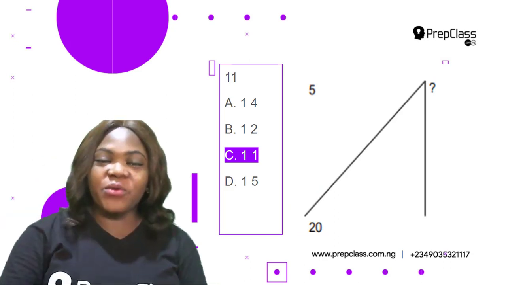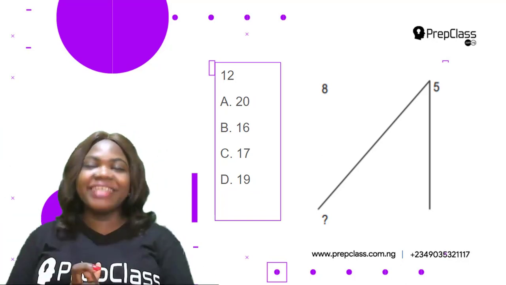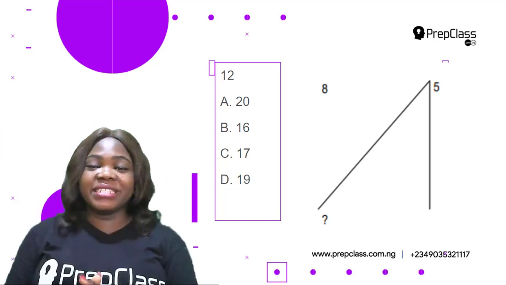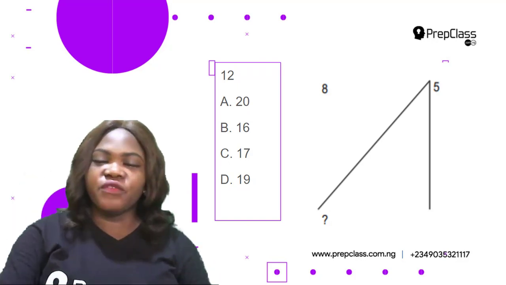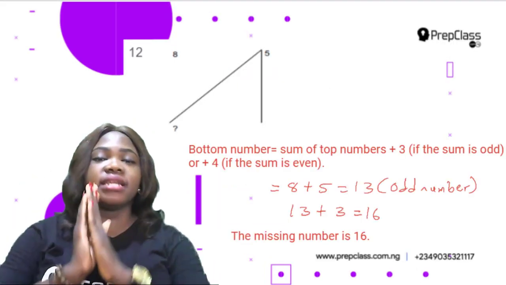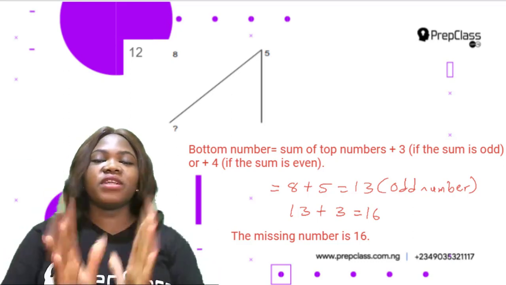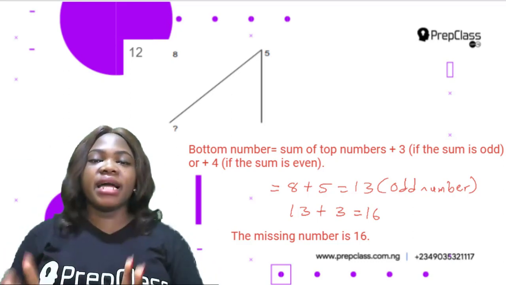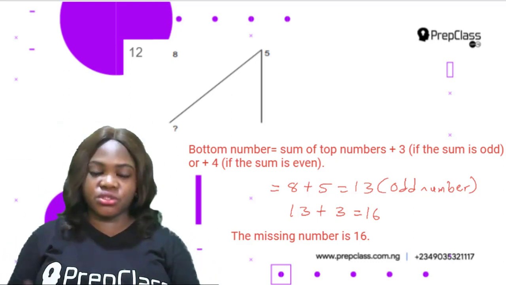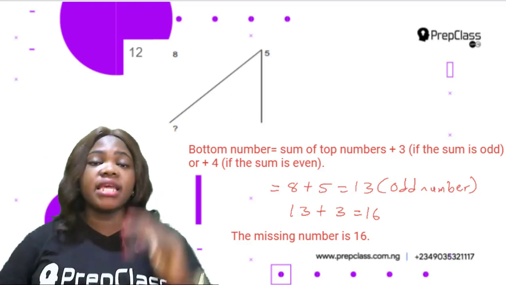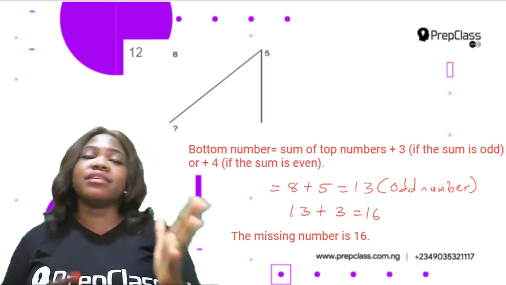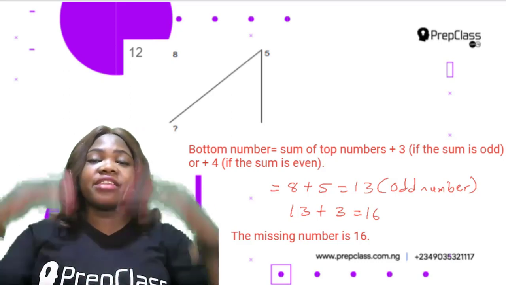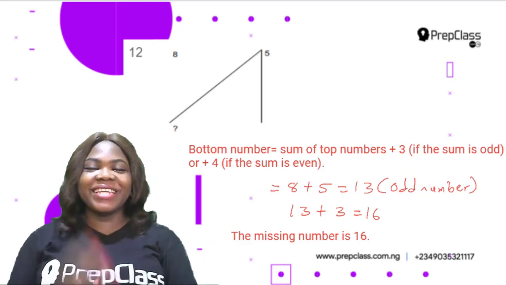Check. Now, question 12. So here, we're given the two top numbers and then the bottom number is missing. So this is very, very easy. So for this, we simply have to follow the samples. Okay, so for the samples, remember, in the samples, all we had to do was to find the sum of the top numbers. If the sum is an odd number, we add 3. If it's an even number, we add 4. Okay, so let's do this.